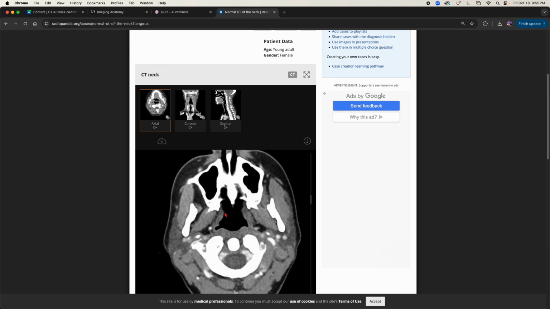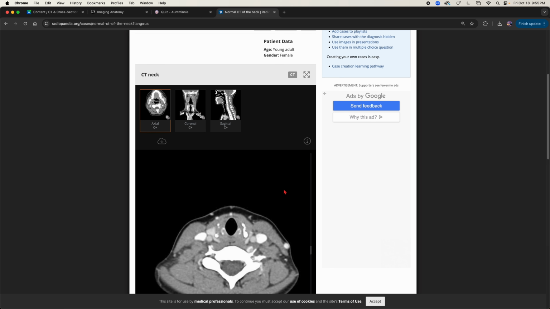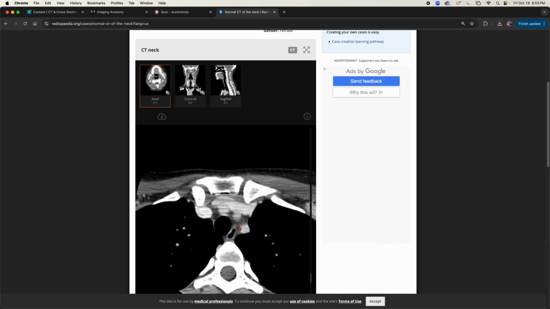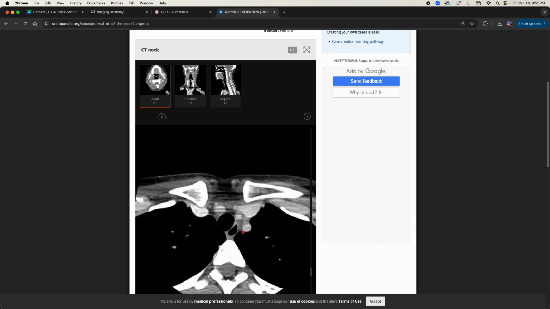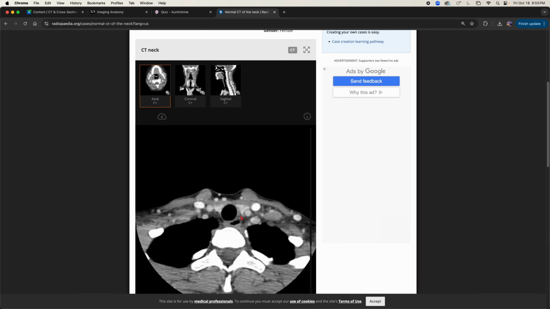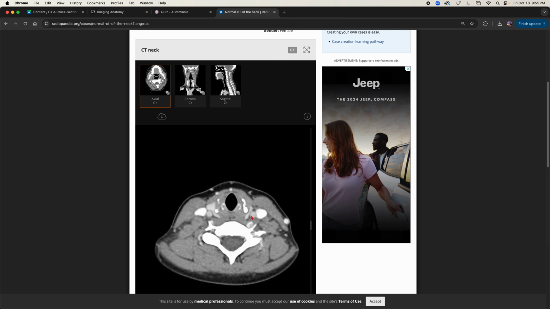Let's use these axial images here. We'll start from way at the bottom. We can see blood vessels coming up off of the arch of the aorta. Don't worry about that right now, but just know that these blood vessels are going to the brain. Common carotids here. It's going to bifurcate pretty soon. Right there are the common carotids.